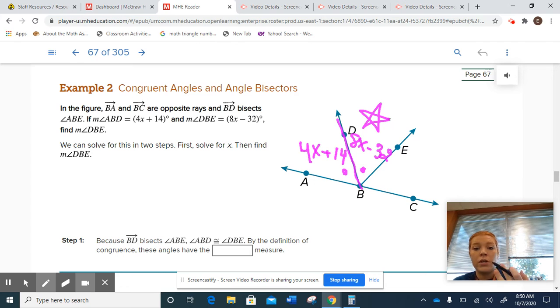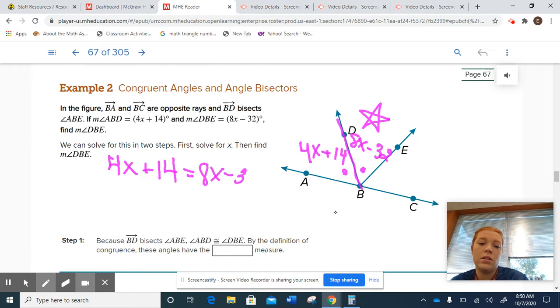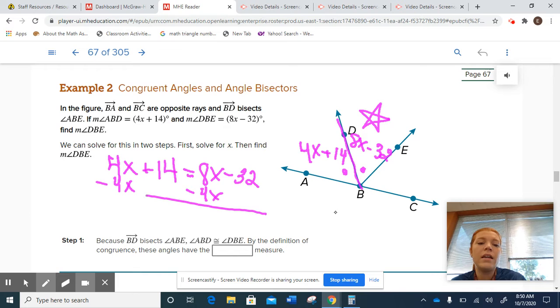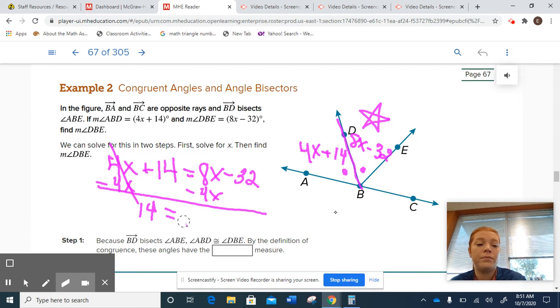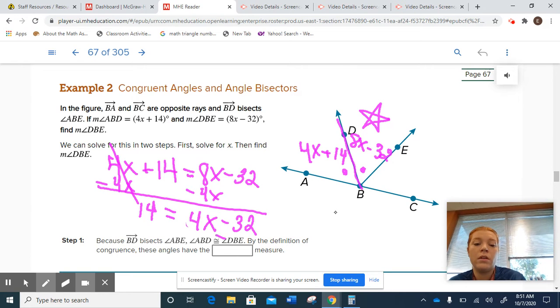Okay, so here's what we're going to do. Because we know that our two angles are equal to each other, we're going to set the two equations equal to each other. So 4x plus 14 equals 8x minus 32. And we're going to solve it. It's nice when they drew the picture out for you, but sometimes that doesn't happen and you have to know where to put everything. So 8 minus 4 is 4x minus 32. Add the 32 to both sides.